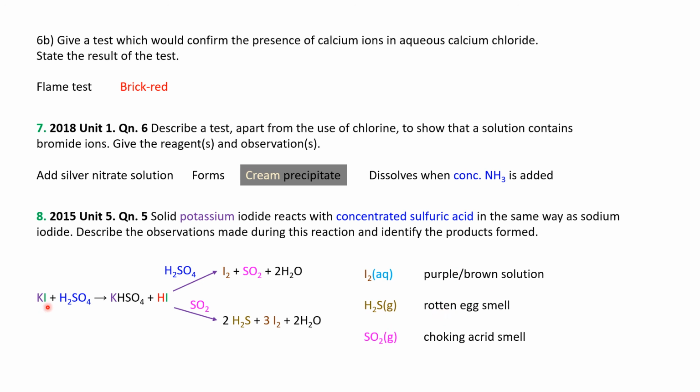You can tell for iodide, if you don't want to just make the yellow precipitate with silver nitrate, if all you've got floating around is concentrated sulfuric acid, you can test for iodide by making the purpley brown solution, rotten egg smell, and the choking acrid smell.